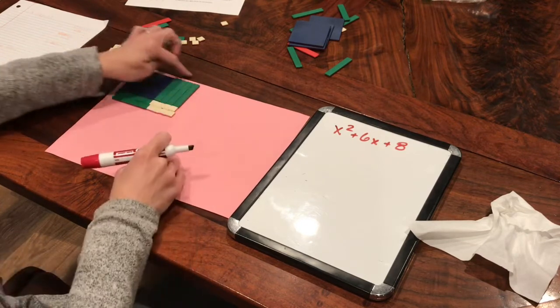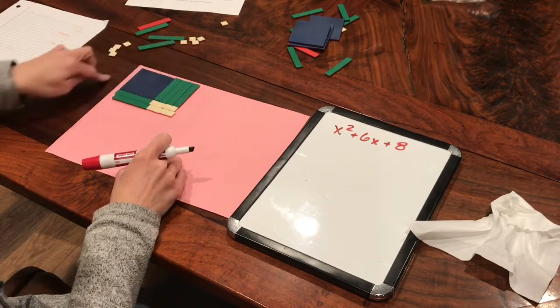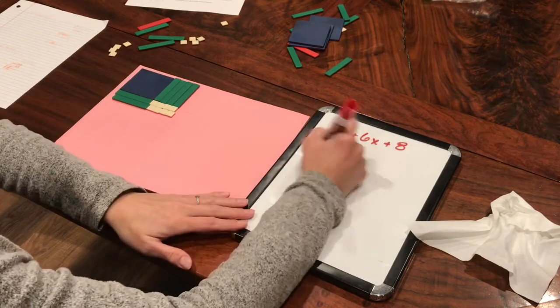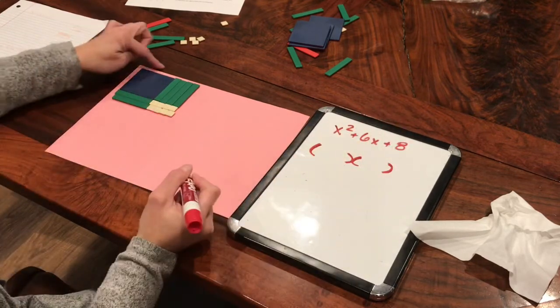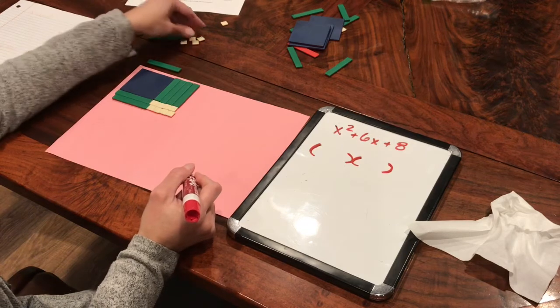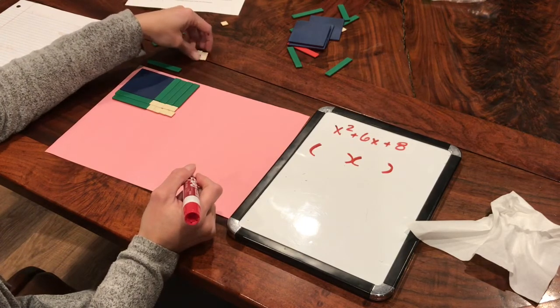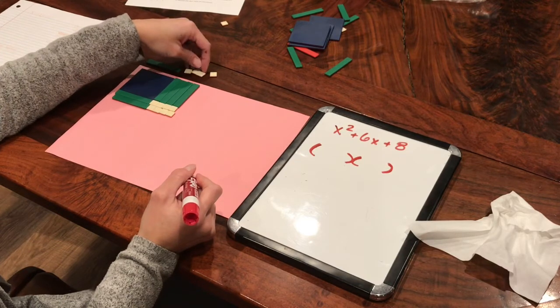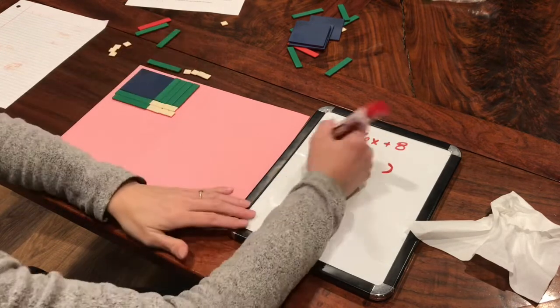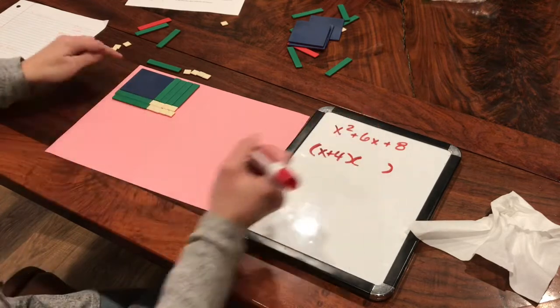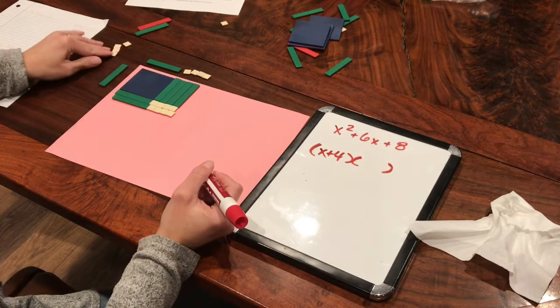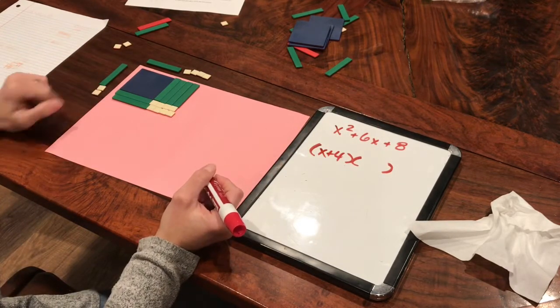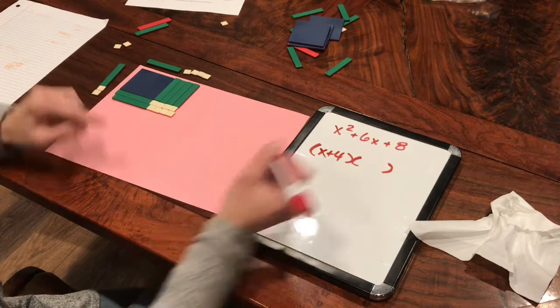So what are the factors across the top and the side that made this rectangle? I had an x here, and then I have 4 little pieces across the top. So x plus 4, and then this one was an x with 2 more. So x plus 2.